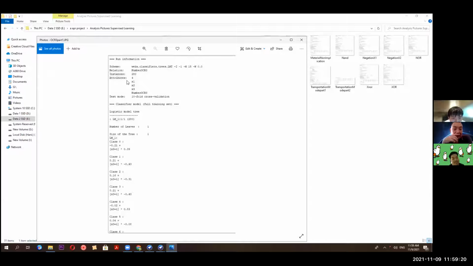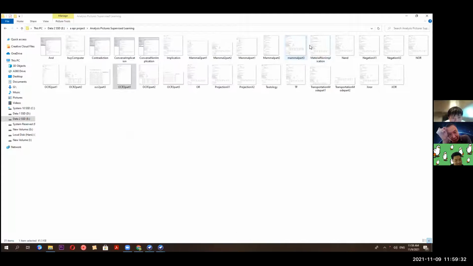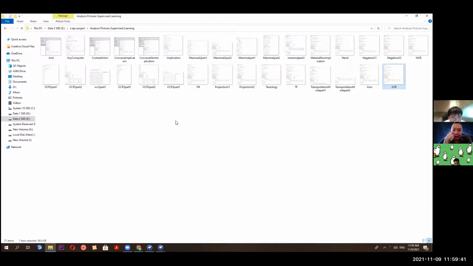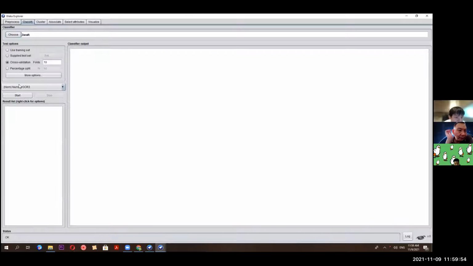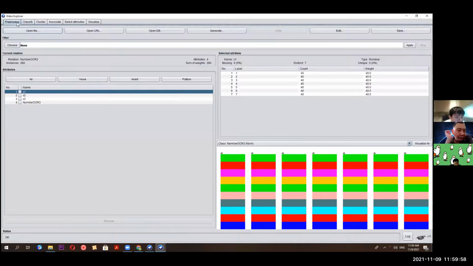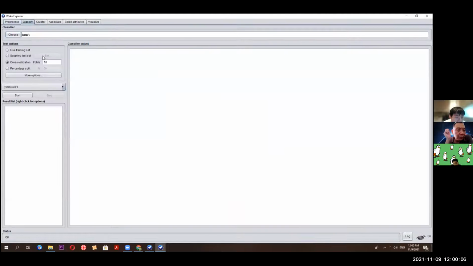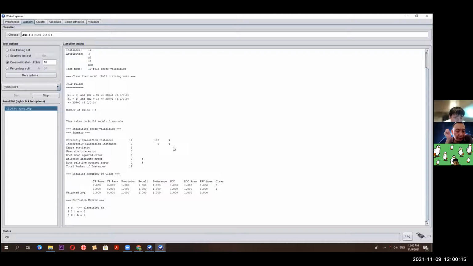So which one is a good one that you produce? How about XOR, for example? Boolean XOR. Can you get 100%? 100, yeah. Okay, can you demo it? Basically everything that has Boolean in it, I use JRIP. You use what? JRIP. Boolean, and then you use JRIP. So you always get 100%. Yeah. Okay.